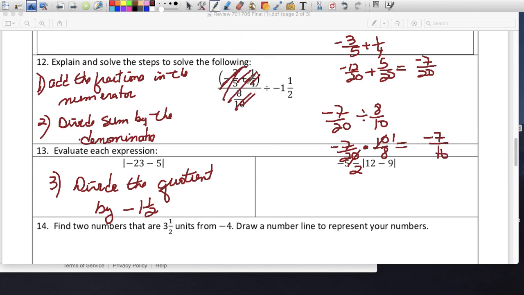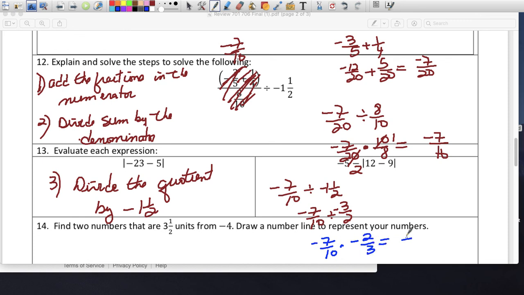This whole thing is the same thing as negative 7 over 16, which I'm now going to divide by negative 1.5. So let me write that out. Negative 7 over 10 divided by negative 1.5. Let's change that to an improper. Negative 7 over 10 divided by 2 times 1 is 2, so 3 over 2, negative. Now I can change it to a multiplication problem. Negative 7 over 10 times negative 2 over 3. Negative times a negative is a positive.